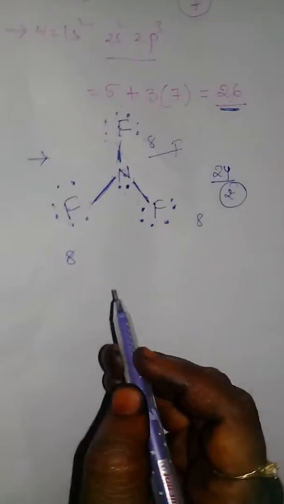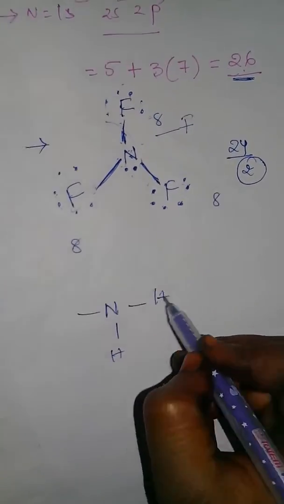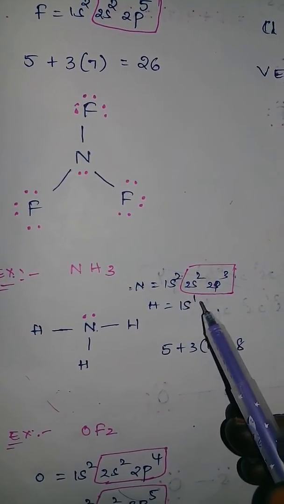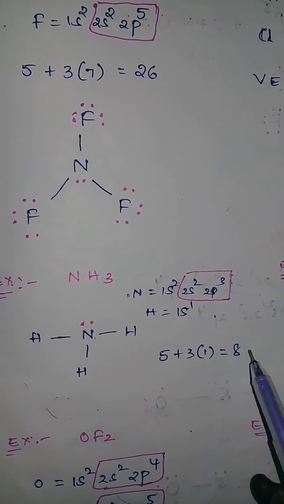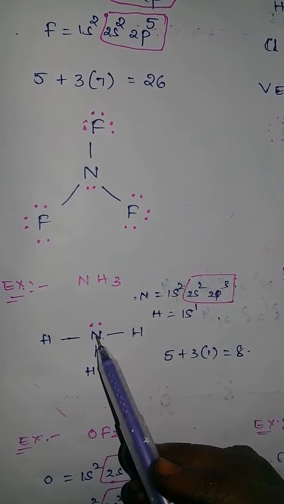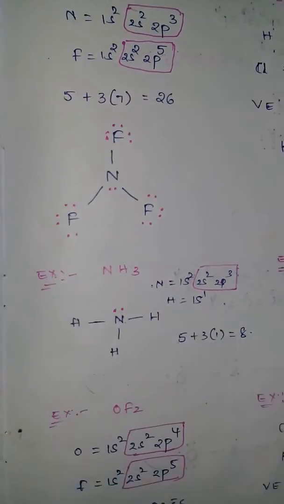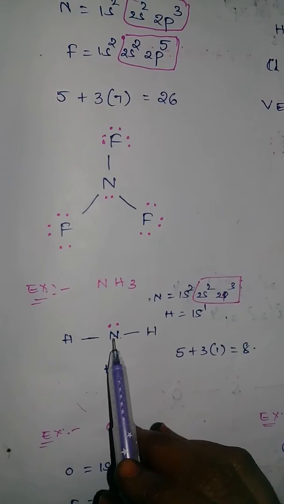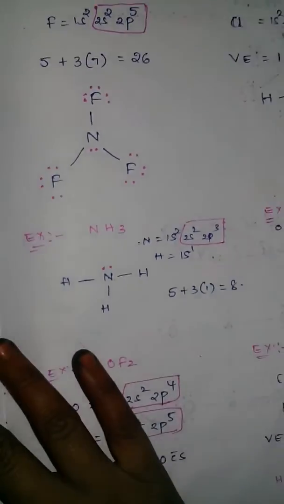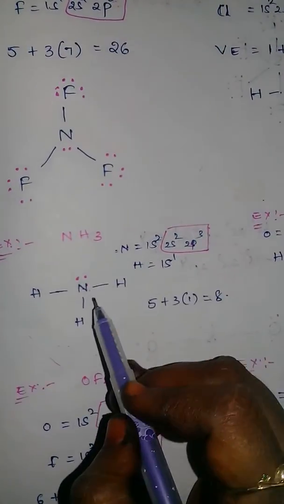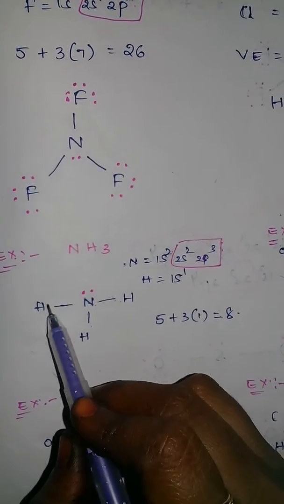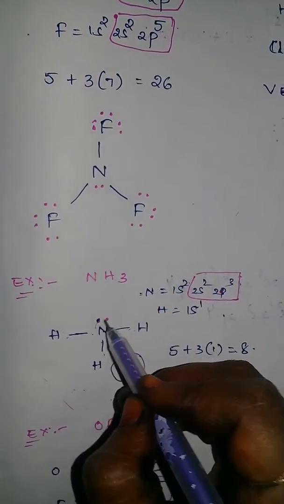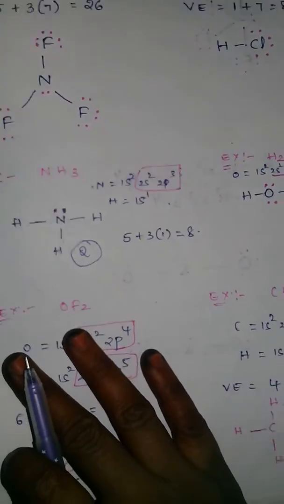Next, the NH3 molecule. For NH3, nitrogen has 5 valence electrons and hydrogen has 1 valence electron. 5 plus 3 hydrogens, 3 into 1, gives 8 valence electrons. Nitrogen is taken as the central atom. Hydrogen is the least electronegative atom but is not taken as a central atom. Why? Because hydrogen has only a duplet structure. So nitrogen is the central atom and the remaining atoms are surrounded around it. Each hydrogen has 2 electrons, only a duplet structure, so the 2 remaining electrons are placed on the central atom. This is the Lewis dot structure of NH3.